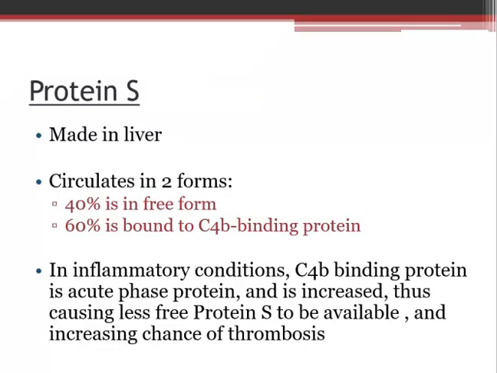Here's just a little bit more information on protein S, so you'll know a little bit more about it and what it is. It's made in the liver. It circulates in two forms. About 40% is in free form and is available, and about 60% is a bound form, and it's a binding protein.